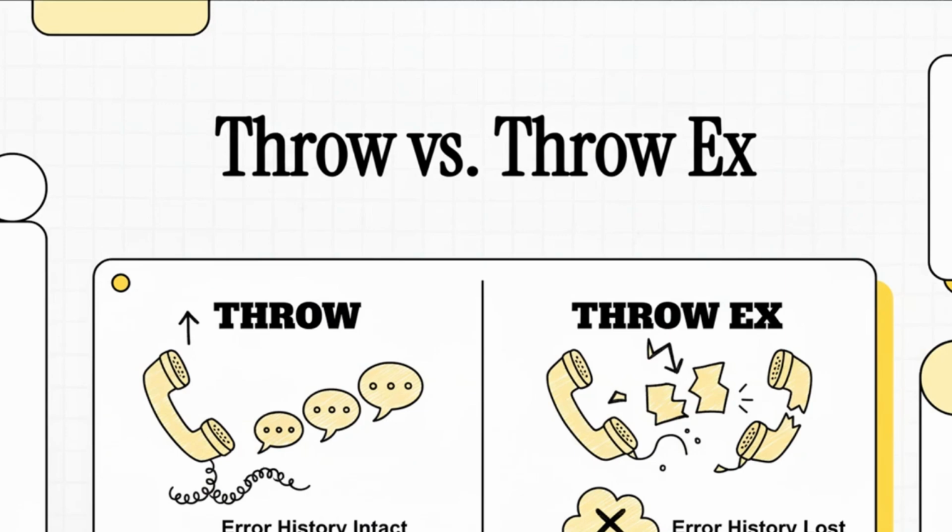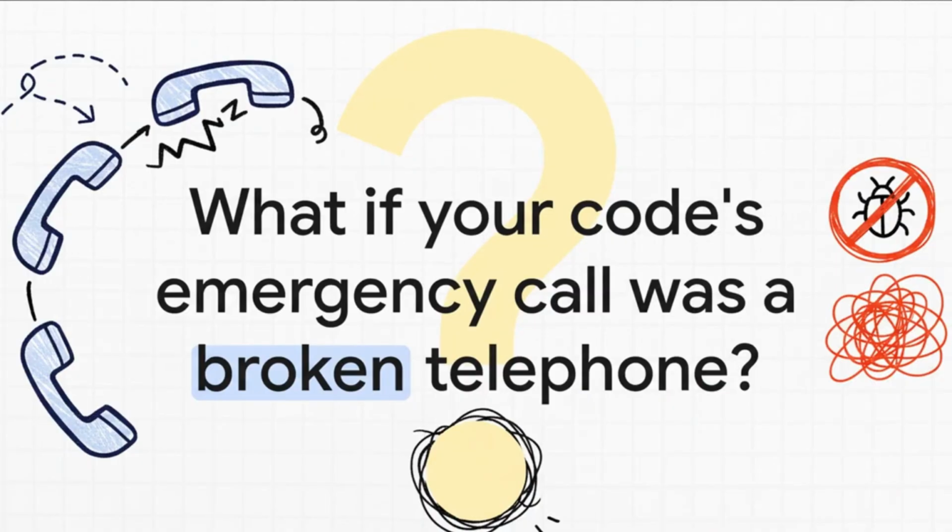Welcome to the Explainer. Today, we're going to decode a really crucial C-sharp concept, one that can literally be the difference between a 5-minute fix and hours of pulling your hair out debugging. It's all about how your code communicates when things go wrong. So, let's just jump right in with a question that gets to the absolute heart of this.